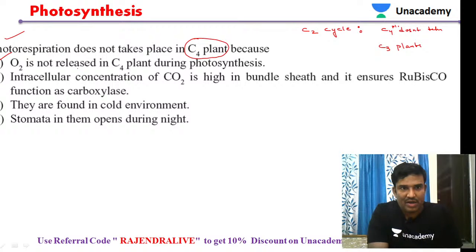Statement A, let us see. Oxygen is not released in C4 plants during photosynthesis. So this is also a right answer, no doubt about it. This is a right statement. Now let us go to the next one.